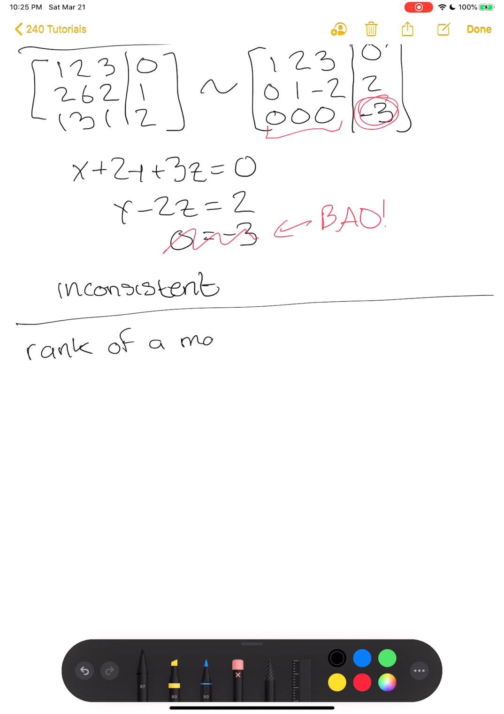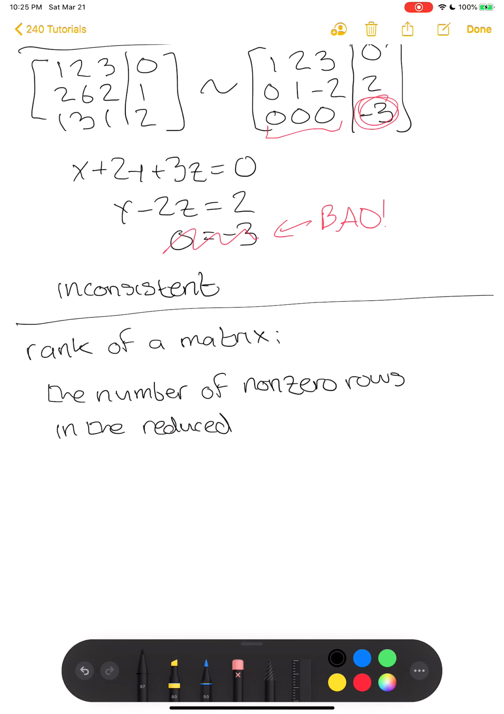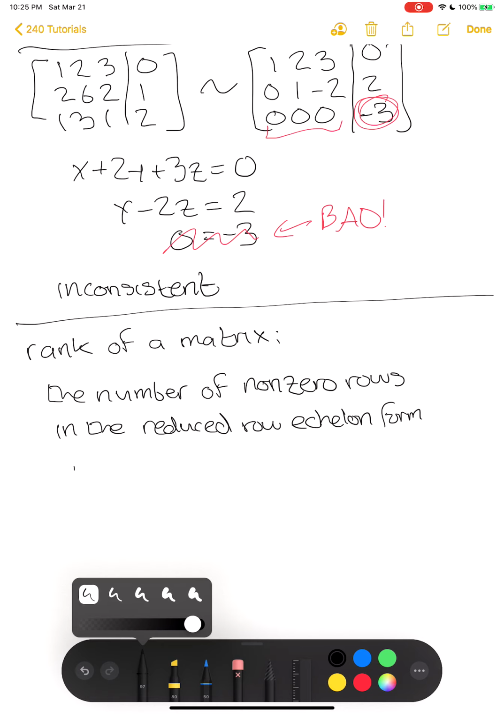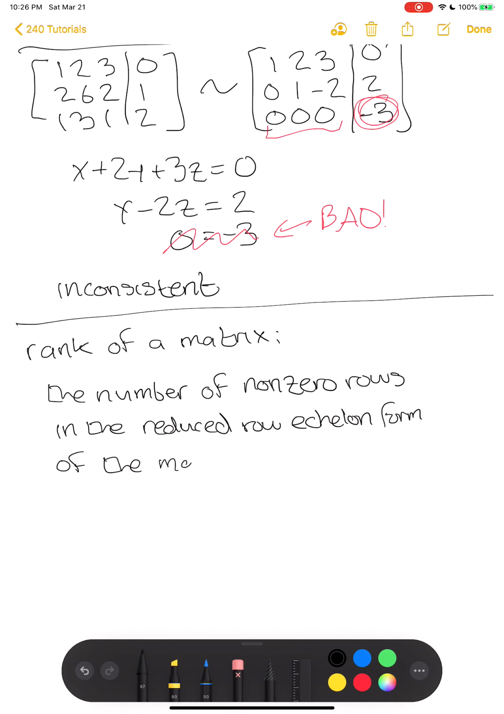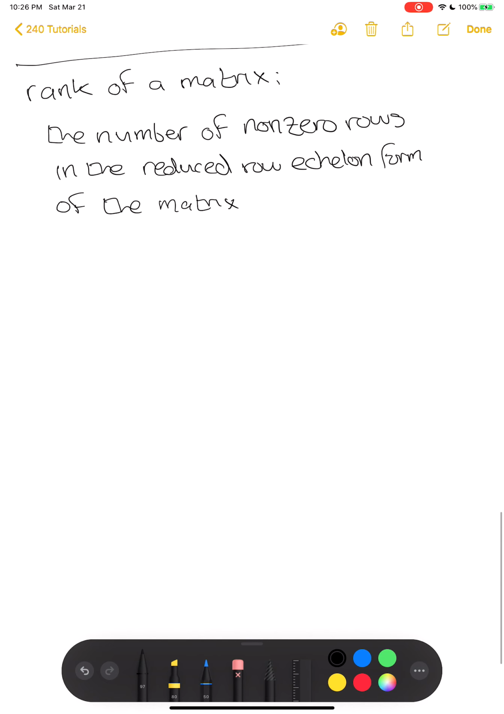Rank of a matrix. And rank is simply defined, well, it's defined in a couple ways, but it is the number of non-zero rows in the reduced row echelon form of the matrix. That's cool. Okay.